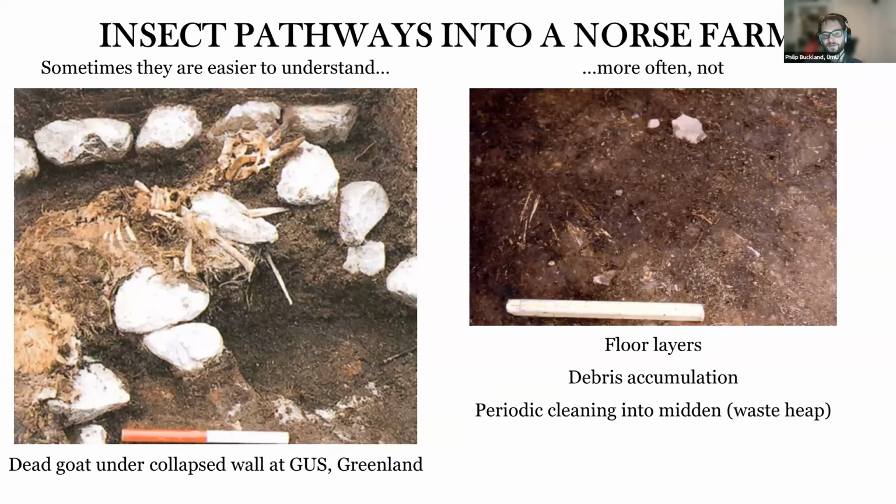Our narrative is that this is the goat that came back to the farm after everybody had left and wondered where they all were, and then just fell asleep next to the wall and the farm collapsed on it. Unfortunately, the goat is a bit older than that, so the narrative doesn't work, but it was a nice story. Sometimes they're more difficult to interpret, so this is a sort of gooey floor layer.